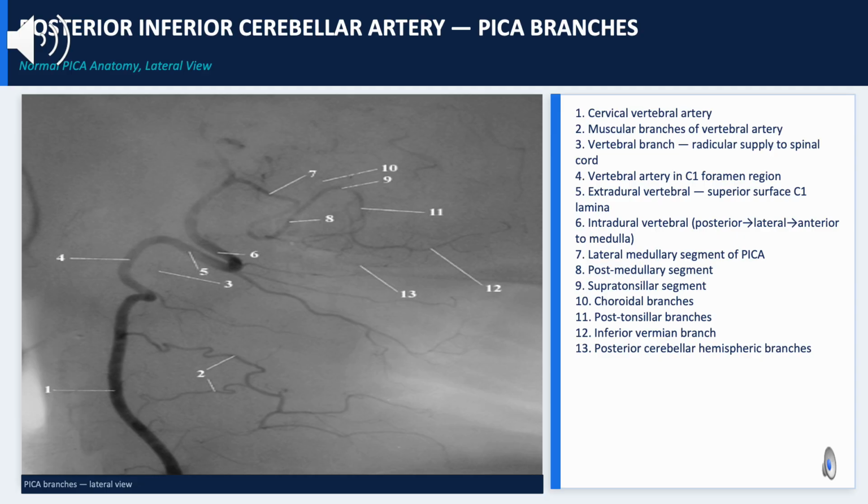The choroidal branches (10) supply the choroid plexus of the fourth ventricle. Enlarged choroidal branches on a vertebral injection suggest an ependymoma or choroid plexus tumor. The inferior vermian branch (12) is the largest and most consistent branch and the one best seen on vertebral angiography.